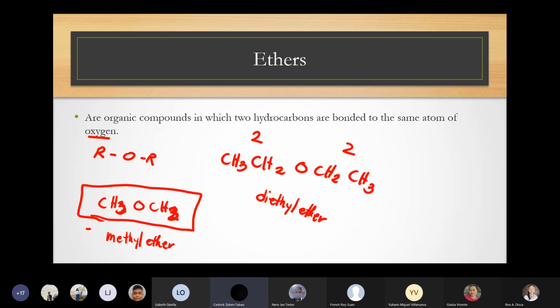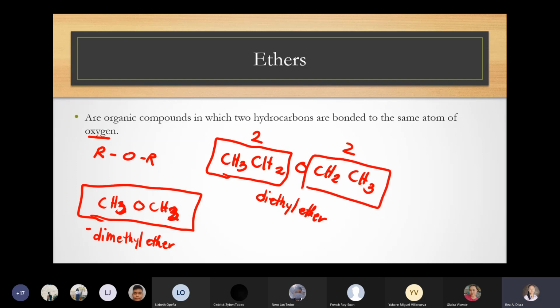Any questions or clarifications? Ma'am, diyan sa diethyl ether, bakit may di pa rin? Sorry, class. Kasi, may dalawa yung group natin, ito, 1, 2. Okay? So, it is bonded by an ether, or it is bonded to the same atom of oxygen.